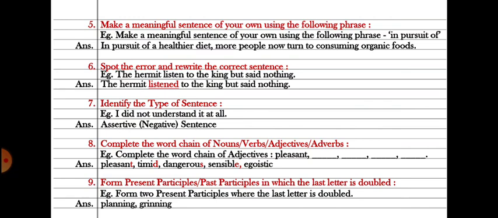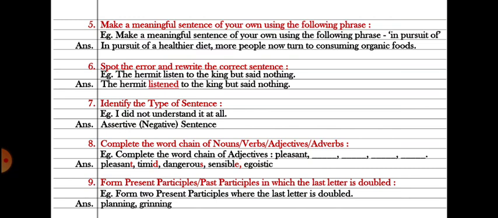Complete the word chain of nouns, verbs, adjectives or adverbs as given. Now, firstly, let's have a quick look at what are nouns, verbs, adjectives and adverbs. A noun is basically a naming word. A verb is basically an action word.